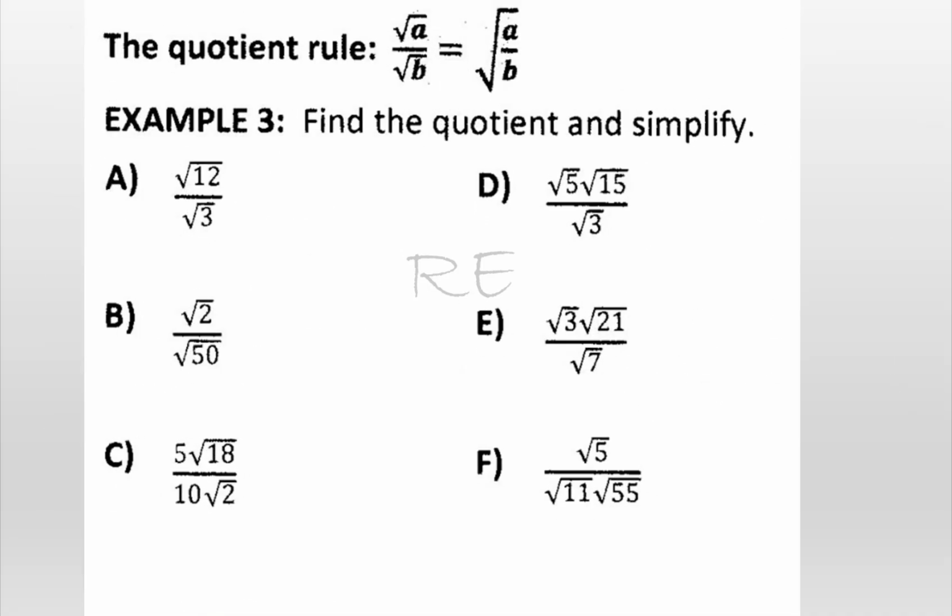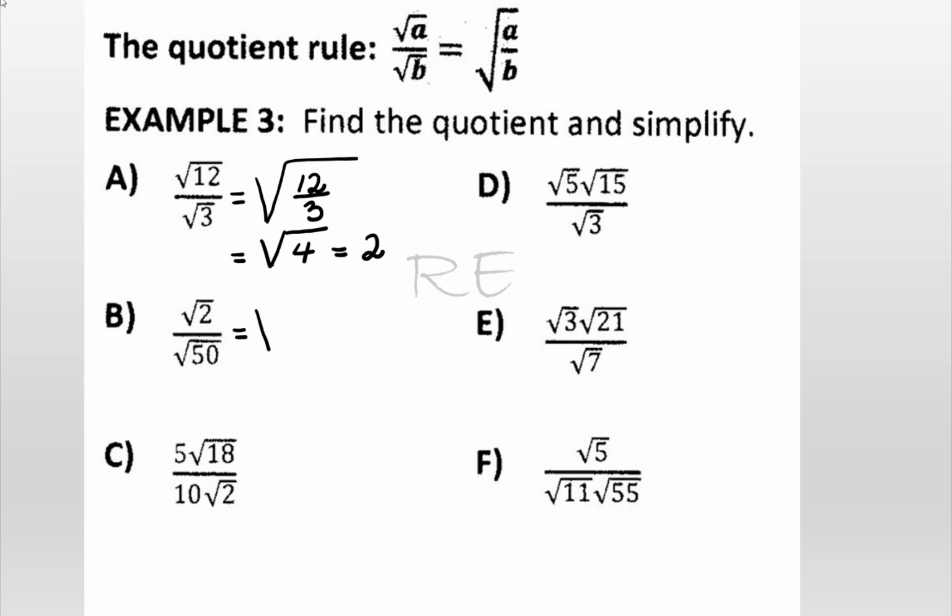Square root of a divided by square root of b is equal to square root of the whole thing, a over b. Square root of 12 over square root of 3, we put them together. It's equal to the square root of 12 over 3. And 12 over 3 is 4. So it's square root of 4, which is 2.